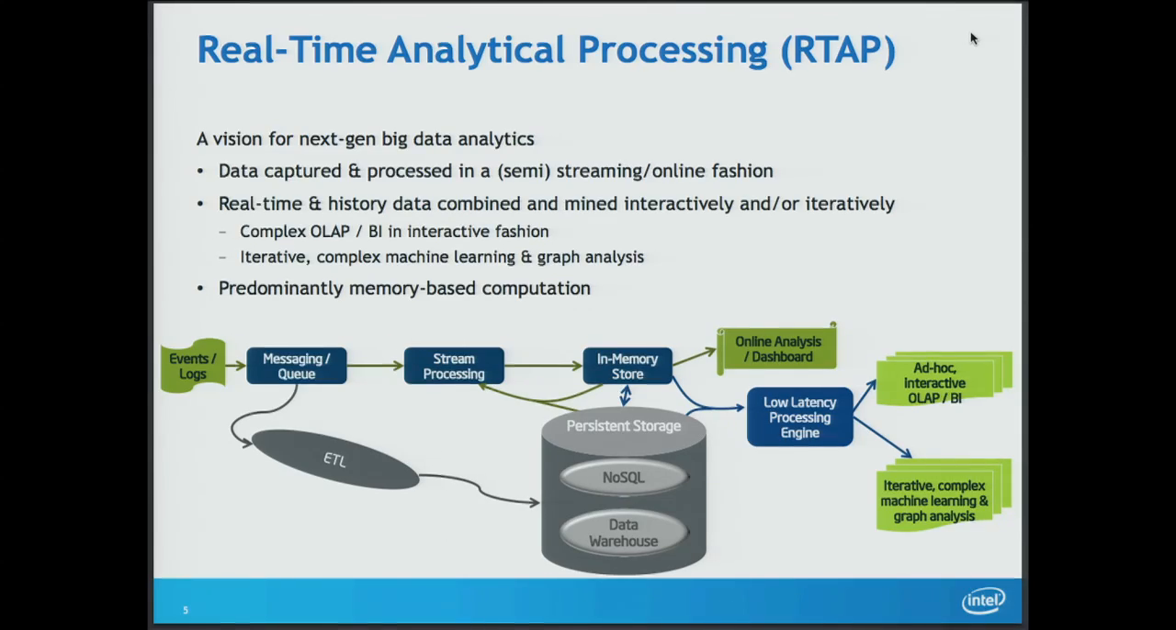So next, maybe we should look at some real-world use cases, which are not quite there yet, but represent some of the general trend towards real-time analytic processing.